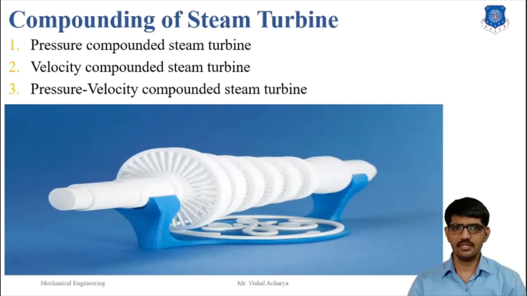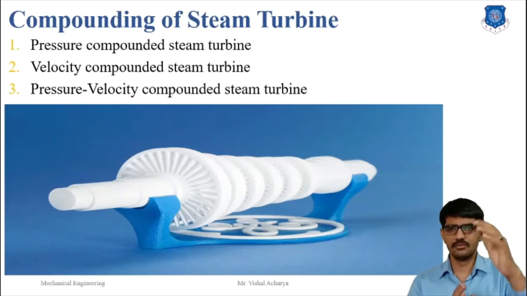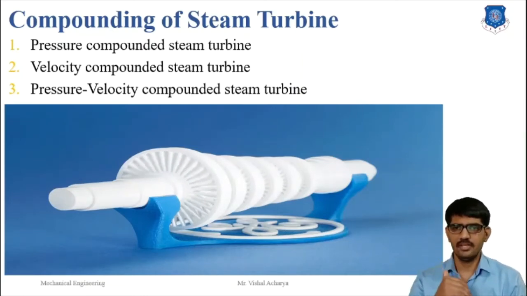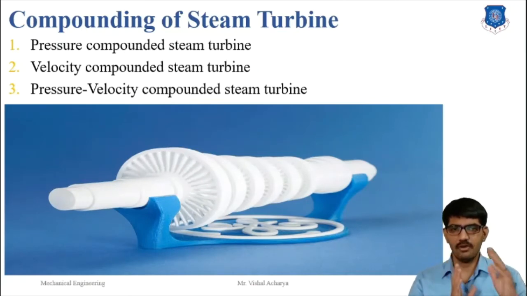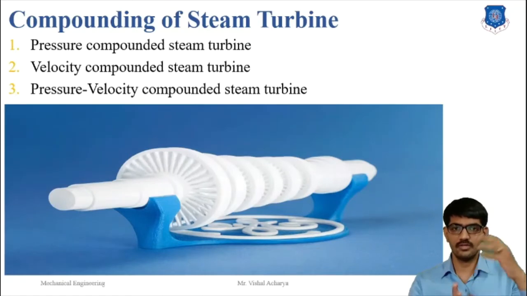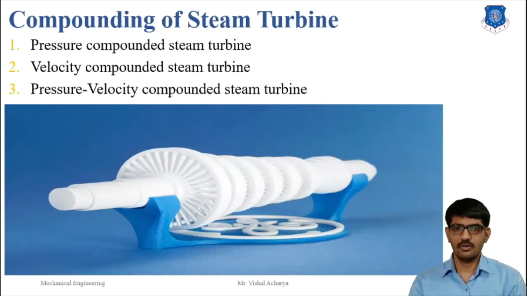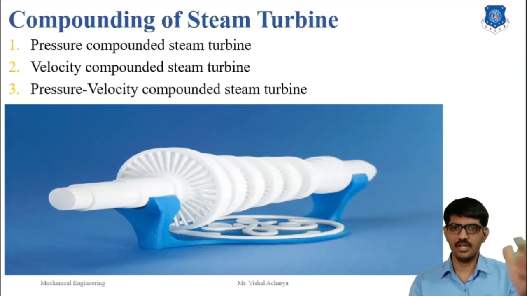As we have seen, if the high velocity of steam is allowed to flow through one row of the moving blade, it produces a rotor speed of about 30,000 rpm, which is too high for practical use. Not only this, the leaving velocity is also very high, so the leaving loss is also very high.